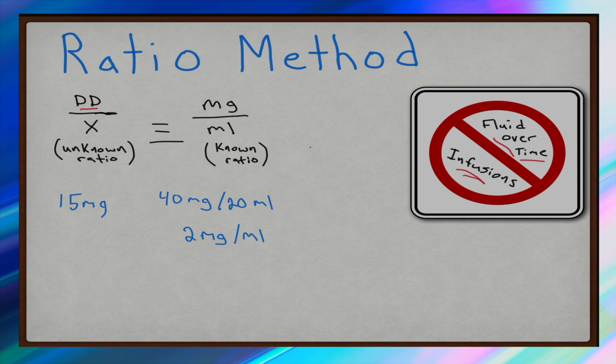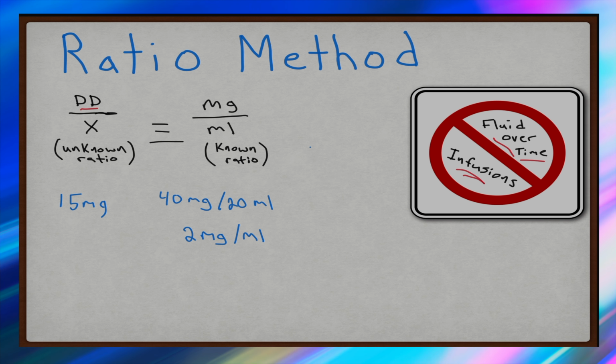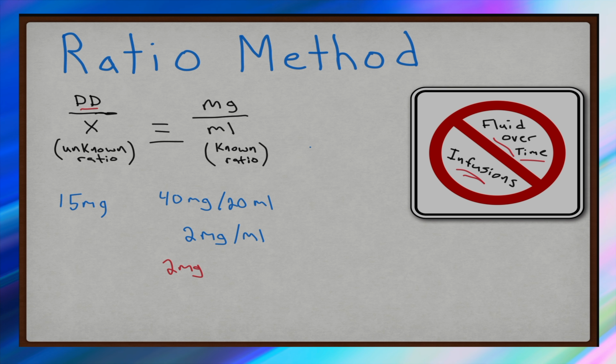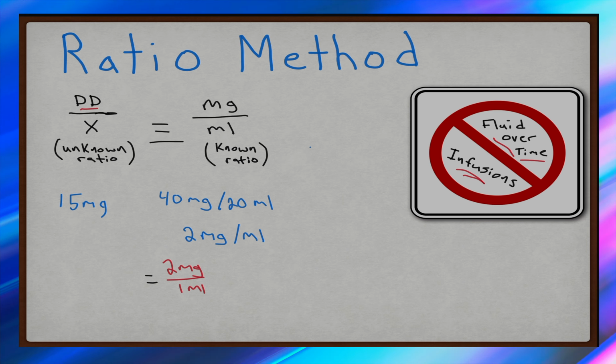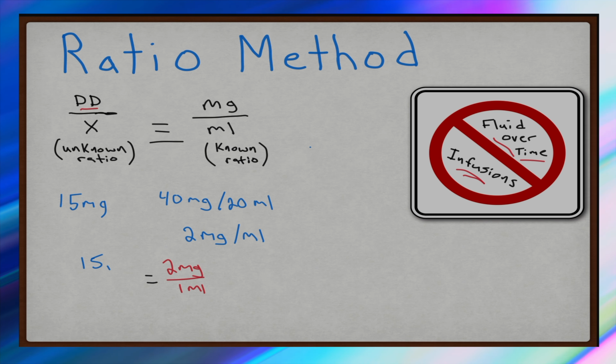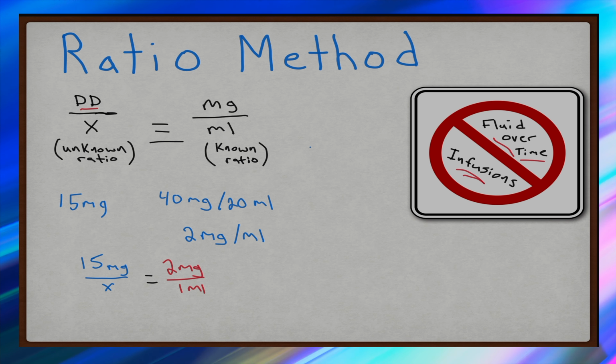So now that I know what my drug concentration is reduced down, my known ratio is going to be 2 milligrams per 1 milliliter. And that's going to equal my desired dose here, which is 15 milligrams, and X that I'm trying to solve for.